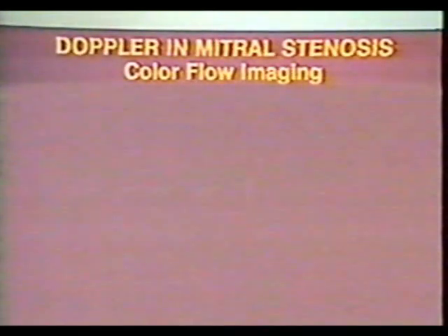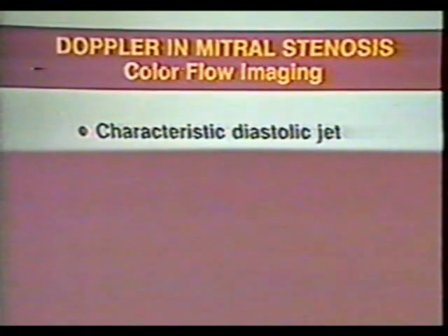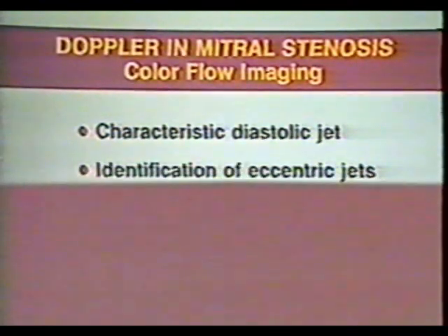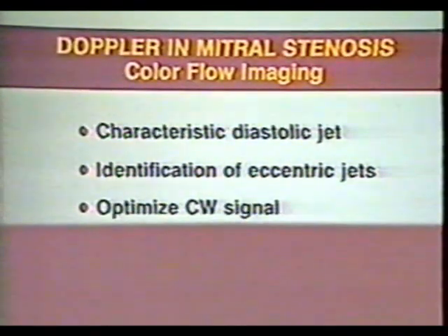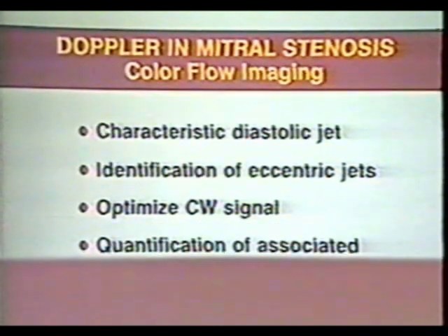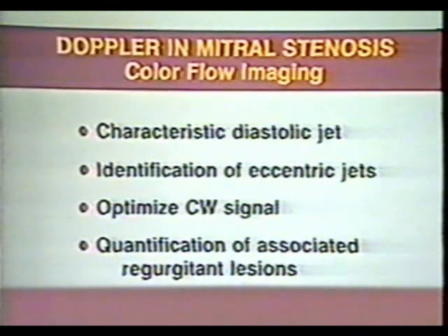Color flow imaging in mitral stenosis is useful in that the characteristic appearance of the jet helps confirm the presence of stenosis. Also, eccentric jets can be identified, which then allows the continuous wave Doppler cursor to be properly aligned in order to optimize the Doppler spectrum. Finally, flow imaging also allows quantification of associated regurgitant lesions.